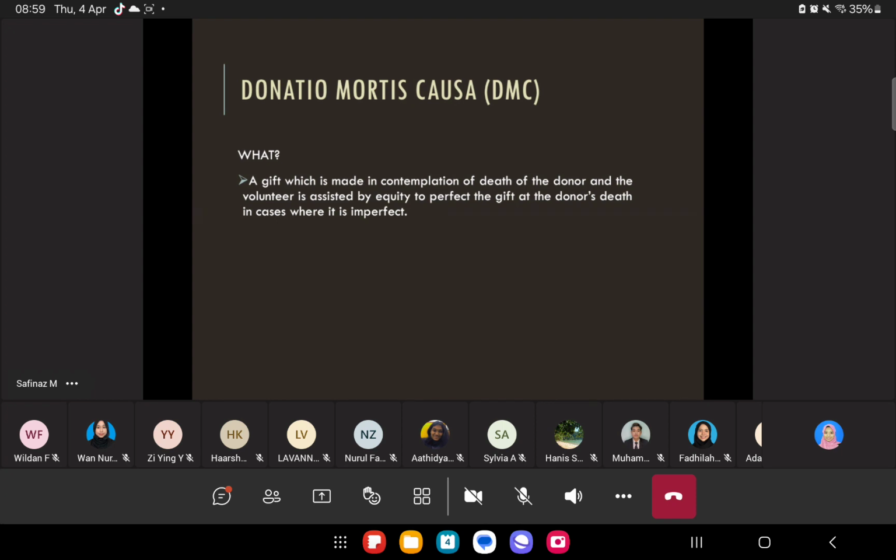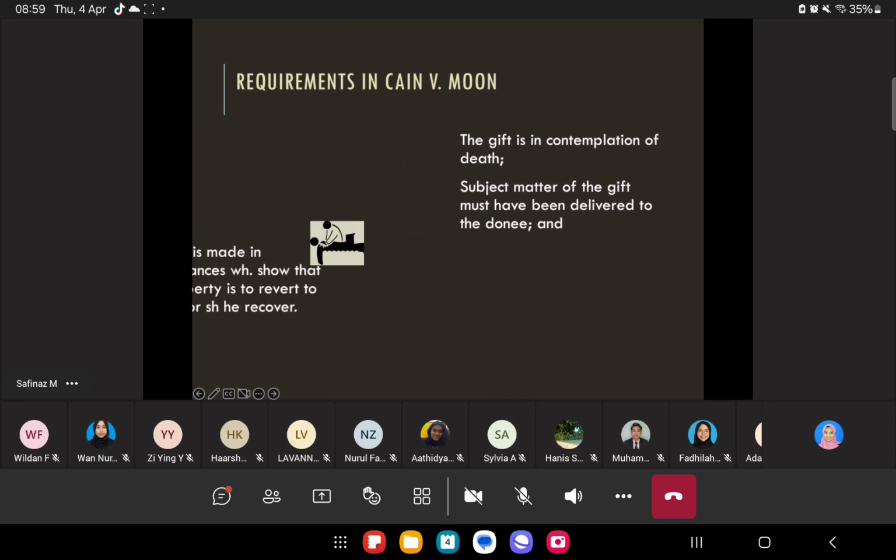Okay, so donatio mortis causa ni adalah apabila seseorang tu dia dah nak mati, lepas tu dia buat satu gift, hadiah. So sebab tu dia sebut sebagai a gift which is made in contemplation of death. Of course bila gift tu is made in contemplation of death, it might not be completely constituted. So then the issue of volunteer semua will arise. So therefore, DMC is an exception to the maxim.